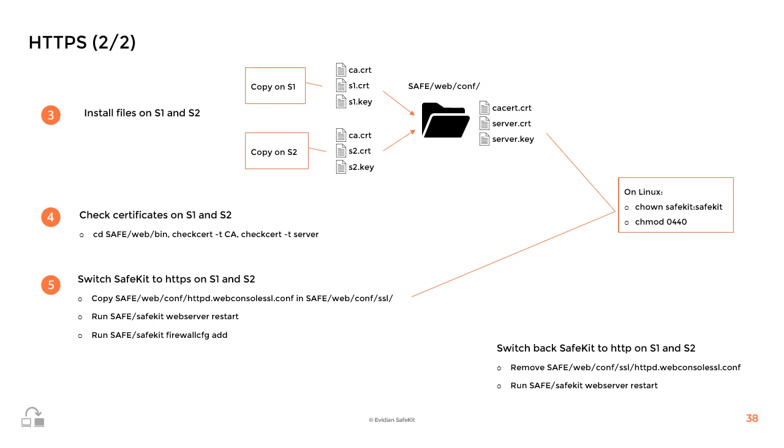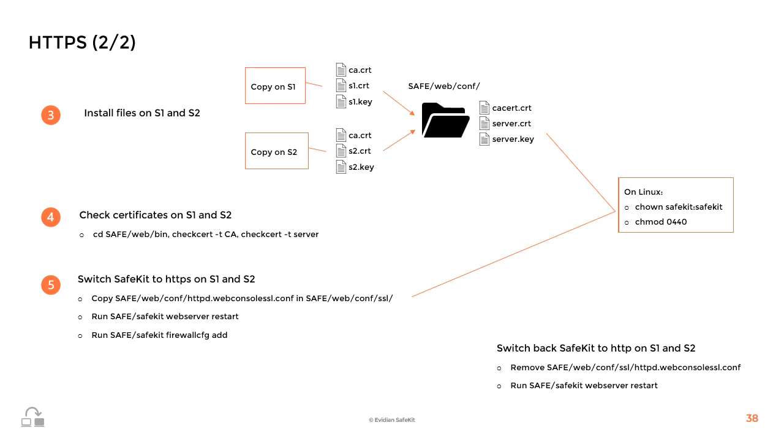Next, verify the certificates on both S1 and S2 using the checkcert command. This step ensures that the certificates are correctly installed and configured. Finally, switch the web server on both S1 and S2 to HTTPS. To do this, copy the httpd.webconsolessl.conf file into the SSL directory, restart the web server, and run the firewall cfg command.